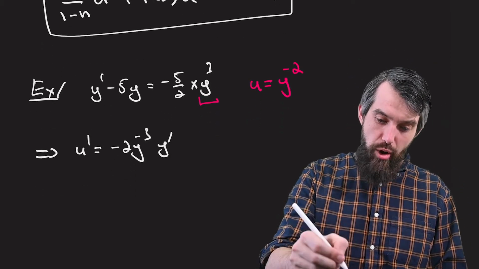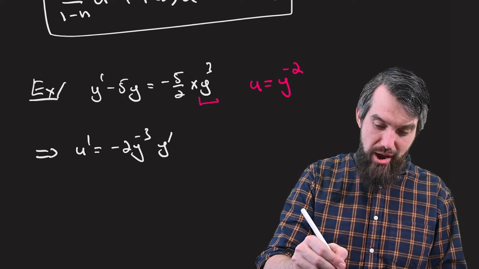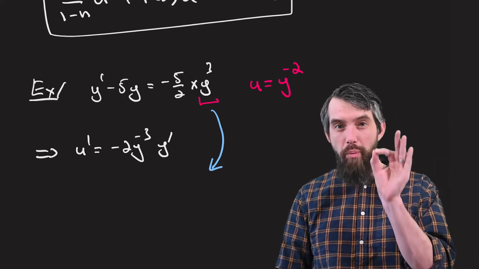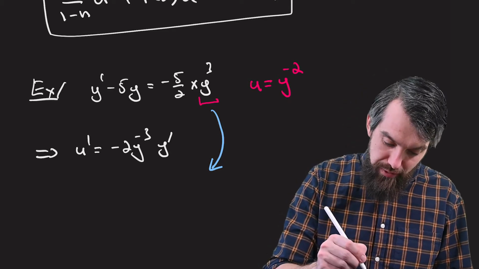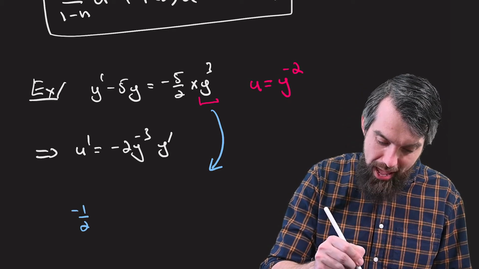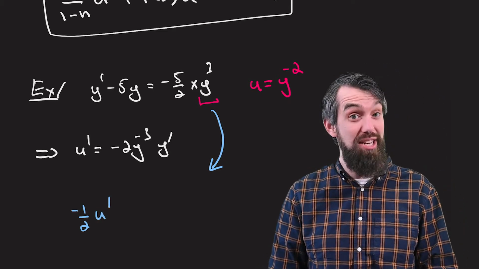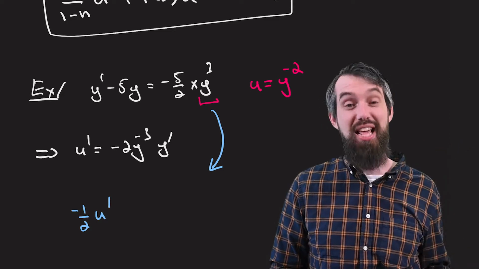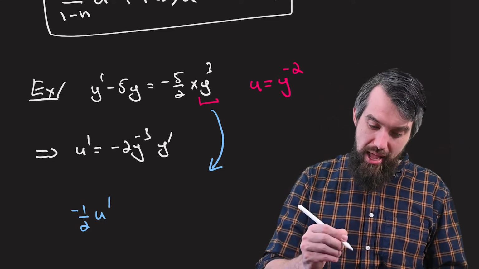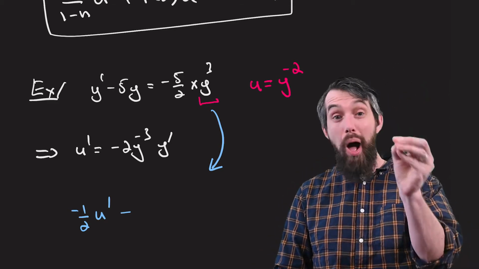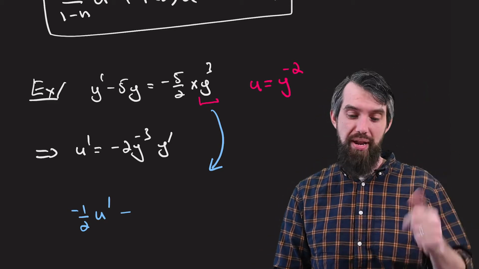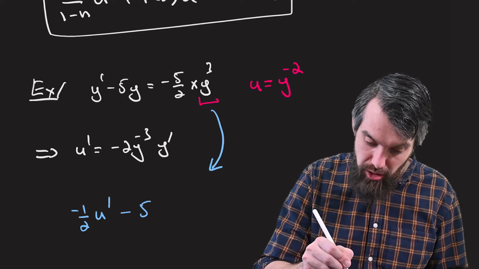I'm going to take the original equation and I'm going to now rewrite it, dividing out by y cubed in my head. So when I divide out by y cubed in my head, I notice that first of all, I'm going to have a negative 1/2 times the u prime. That's because there was a minus 2, and I'm changing it over to the other side, so minus 1/2. And then I'm going to have what's a minus 5 times y divided by y cubed is y to the minus 2, so there's minus 5 times u.